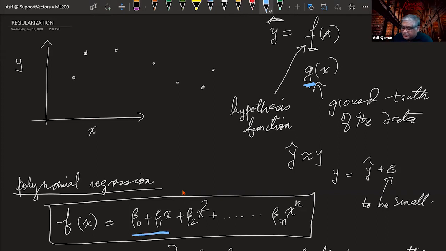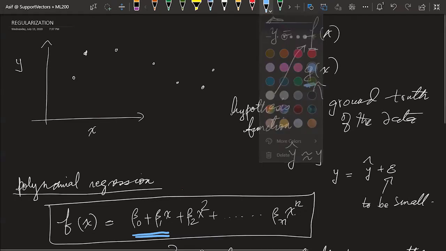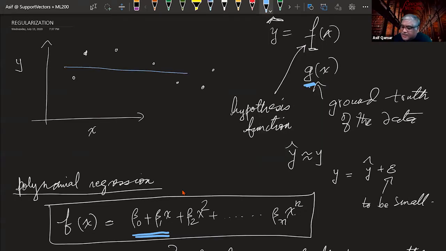N equal to 1 would be this. In simple terms, what would you call that? A straight line. That is like this. This is n equal to 1. For n equal to 2, it would be some parabolic curve. I don't know if this is exactly the one, but we'll assume that this is the one. That is n equal to 2.